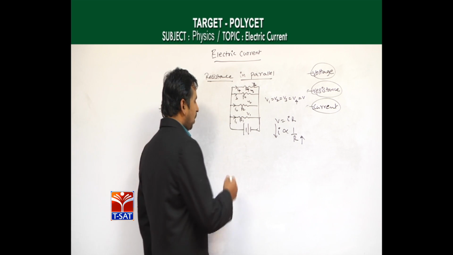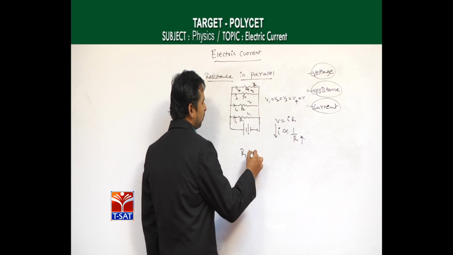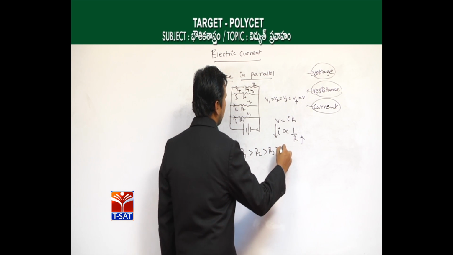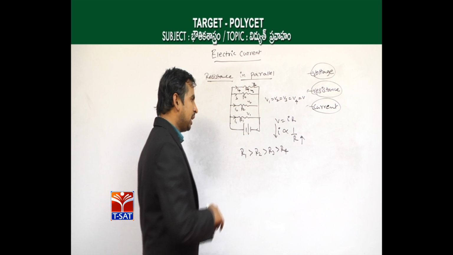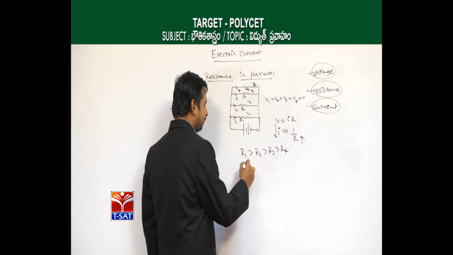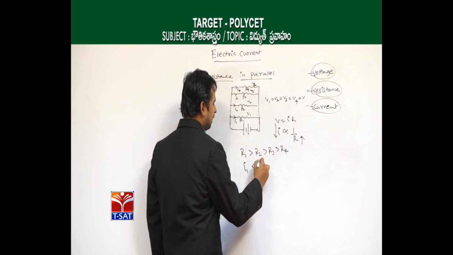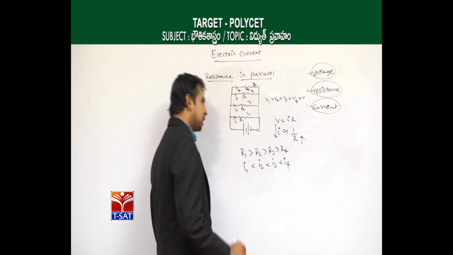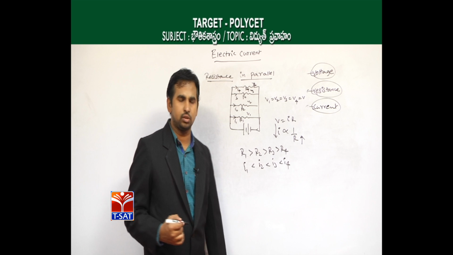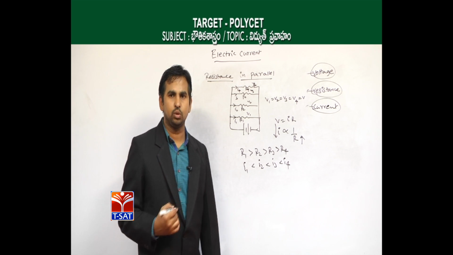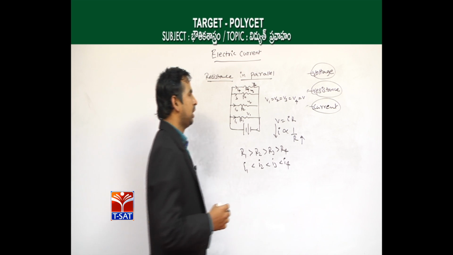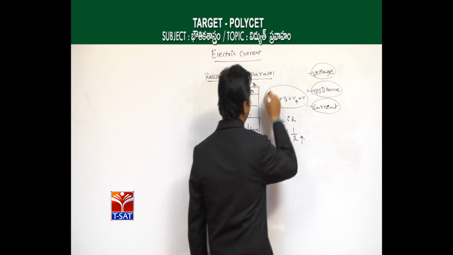So on increasing the resistance, R1 greater than R2 greater than R3 greater than R4, the current values are reversed: I1 is less than I2, less than I3, less than I4. So on increasing the resistance, the current value gradually decreases. But in this parallel connection, the voltage drop is the same.